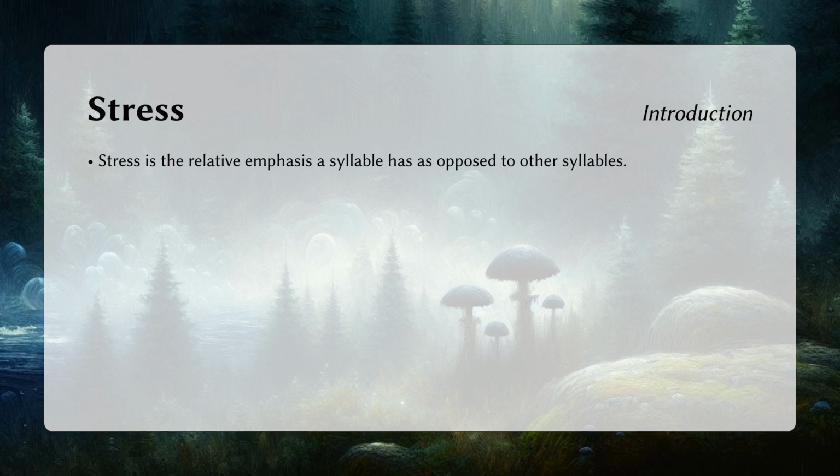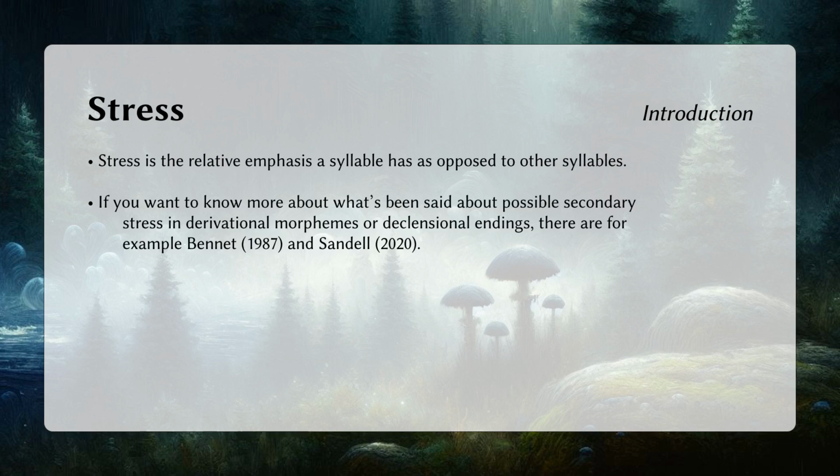As we are approaching Proto-Germanic stress from a revivalistic perspective, I have not felt the need to cover the various opinions regarding possible secondary stress in derivational morphemes or declensional endings. Those discussions can come across as somewhat vague and speculative, but should you want to know a little more about what's been said about that, then you might want to have a look in Bennett 1972 or listen to Sandel 2020. At its core, Proto-Germanic stress is morphologically determined.